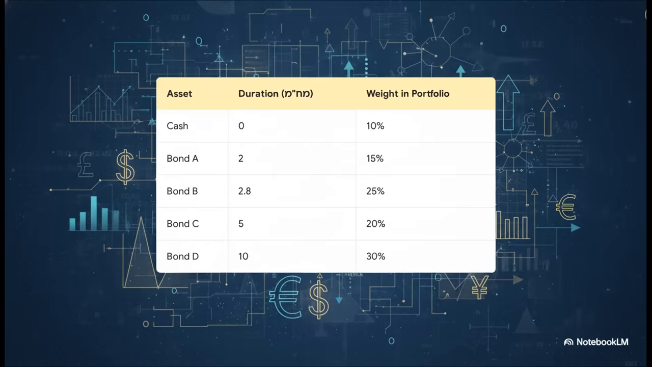Okay, so here's the portfolio we're going to work with today. It's a nice little mix. We've got 10% in cash, which, as you can see, has a duration of 0. That makes sense, right? Cash isn't really affected by interest rates. Then we've got 4 different bonds, and each one has its own duration and its own weight in the portfolio. Now, keep an eye on bond D. It has a super high duration of 10, and it makes up 30% of the portfolio. That one is going to have a huge impact on our final number.